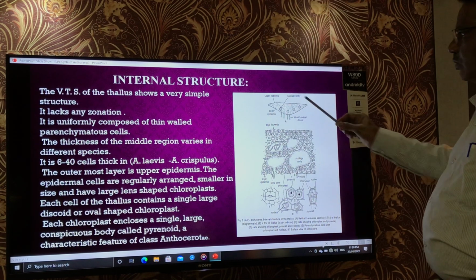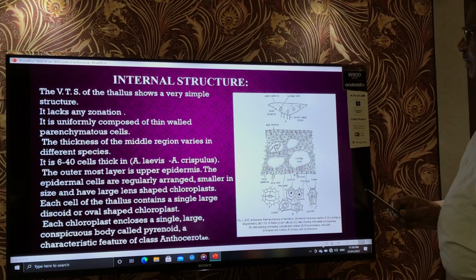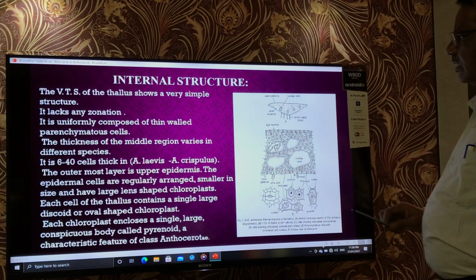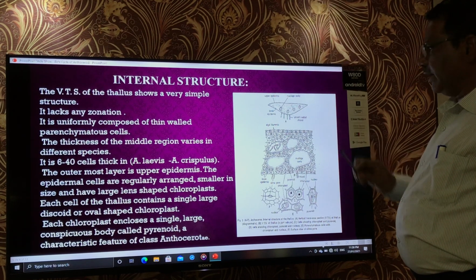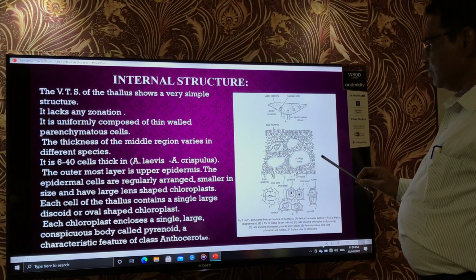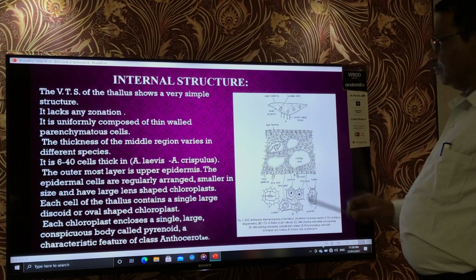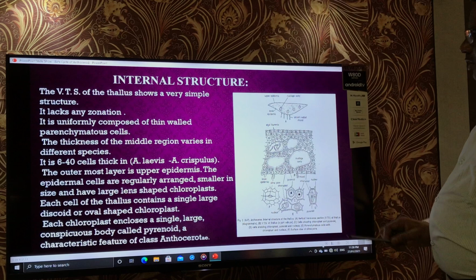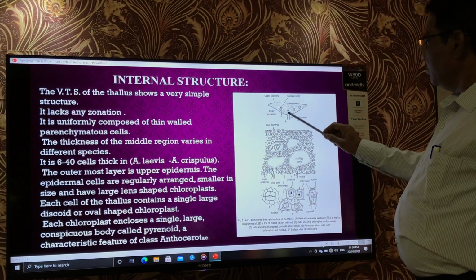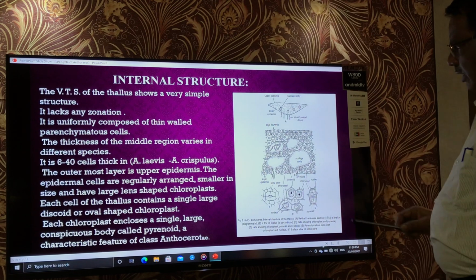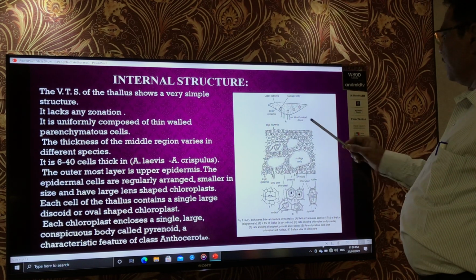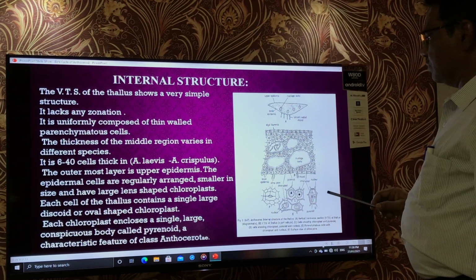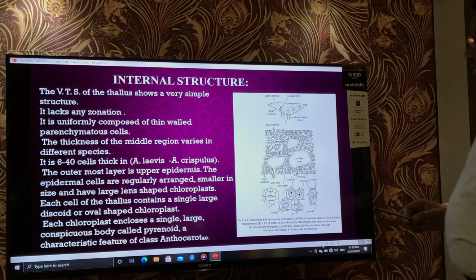But such a zonation is totally absent in case of Anthoceros, and therefore this entire thallus is uniformly composed of thin-walled parenchymatous cells, and the thickness of the middle region varies from species to species. It may be 6 to 40 cells in thickness. The minimum 6 cells thickness is observed in Anthoceros laevis, whereas maximum 30 to 40 cell thickness in this middle portion is observed in Anthoceros crispulus.